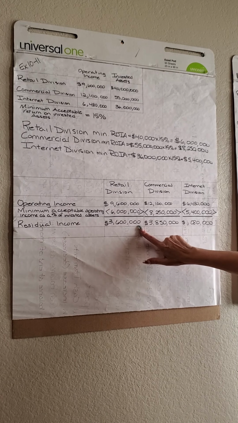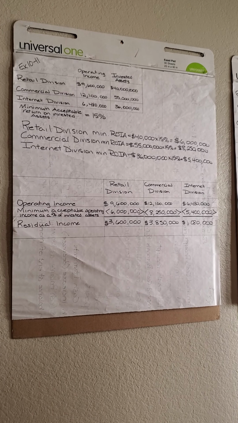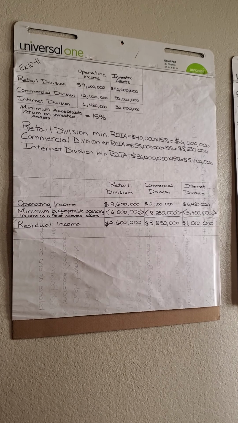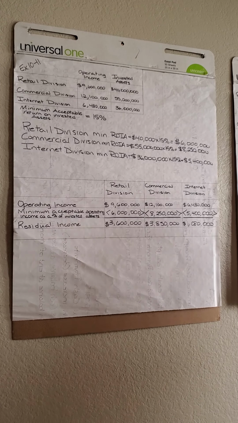We always want to see this be a positive number. That's what we're hoping to look for here, and see how efficiently we're using our assets. So B says, which division has the most residual income? Well, that's our commercial.